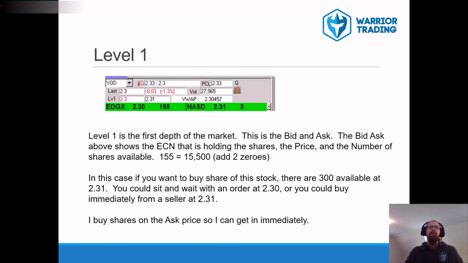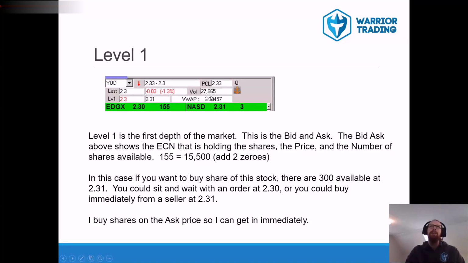All right? So level 1 is the first depth of the market. Level 1 shows you the current bid and the current ask. And usually you can see the number of shares sitting as a buyer on the bid or as a seller on the ask. Now, these are shown in sort of an abbreviation. 155, you add 2 zeros. This is actually 15,500. 3 is 300. So they drop the zeros to make it easier to read.